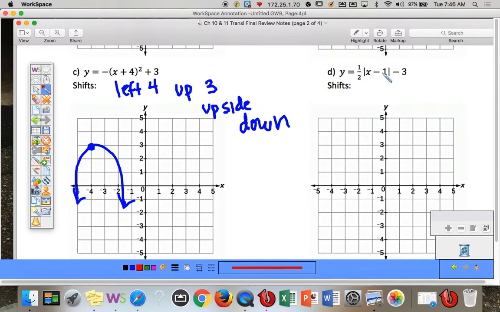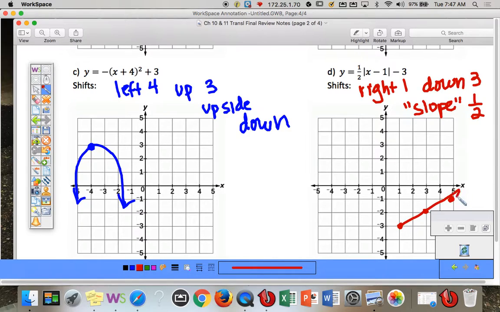And the last one, the minus 1 would be to the right 1. Minus 3 would be down 3. And then the slope here would be 1 over 2, this number on the outside. So we're going to go right 1, down 3, and slope of 1/2, so go up 1 over 2. Up 1 over 2, there's one direction. Up 1, go to the left now. Up 1 to the left, 2. So it's wider than the original graph.